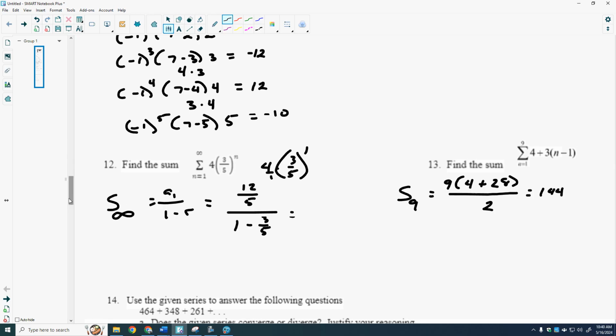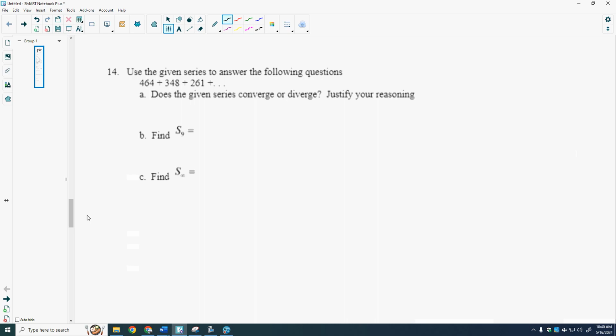Okay. Use a given series to answer the following questions. Does a series converge or diverge? Converge, r is less than 1. Diverge, r is greater than 1. Technically, and greater than 0. Okay, so what's my r value? That'll tell me whether it converges or diverges. Does it come to a single number, or does it go to infinity? Or does it just keep getting bigger? That's the question. So looking at this, we have to look at whether the r value is positive or less than 1 or greater than 1.